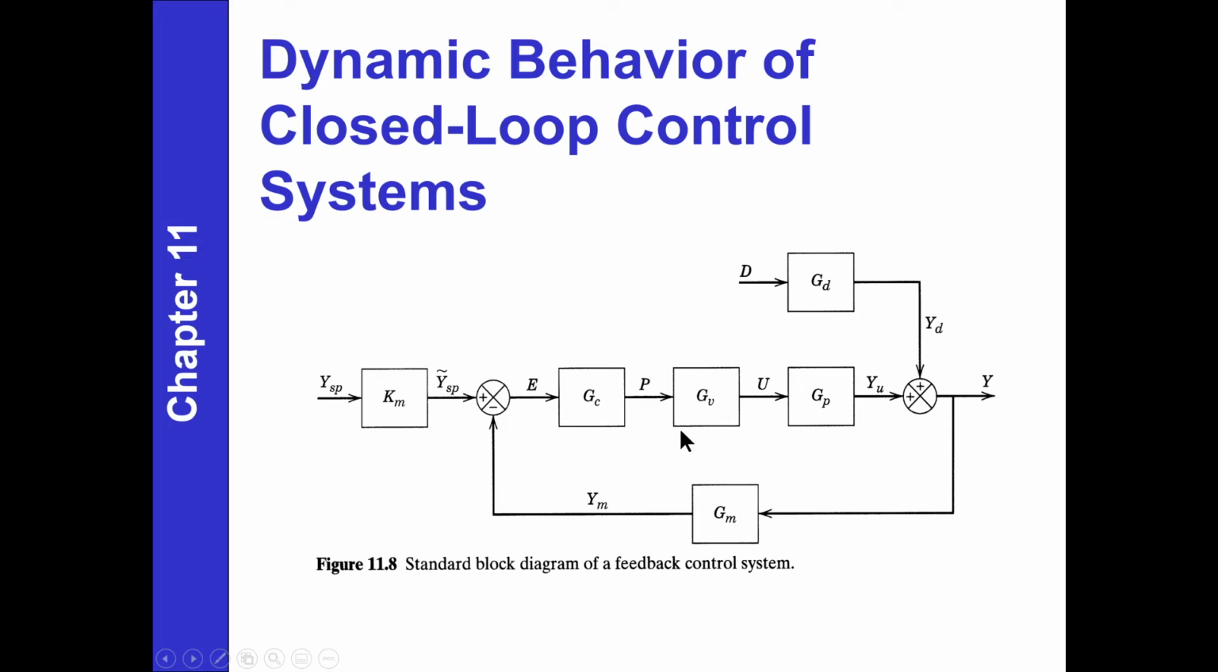I believe you already know what GC is. GC is a transfer function for a controller. GV is a transfer function for the control valve. GP is a transfer function for the process. GM is a transfer function of a measurement, which is a transmitter. And GD is a transfer function for the disturbance.